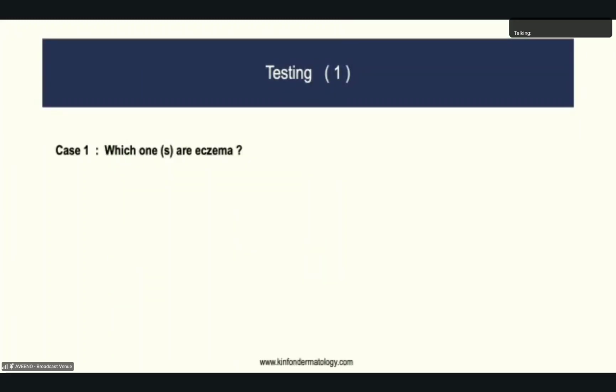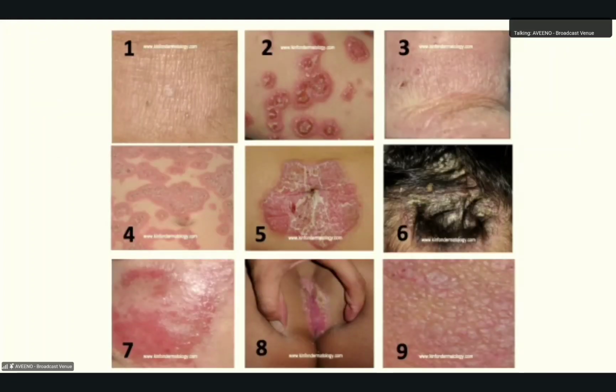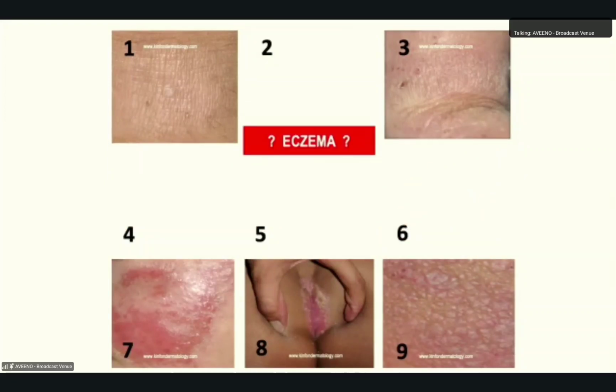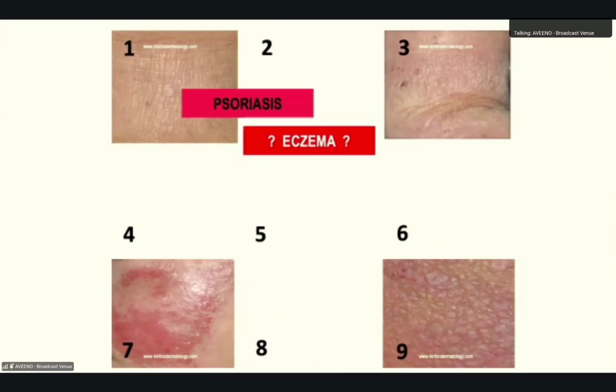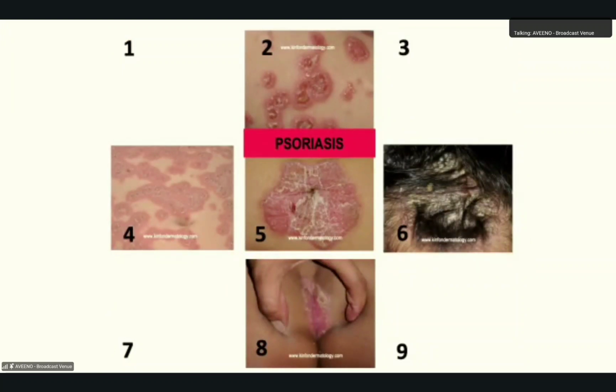So before I move on to the second lecture, let's test what we have learned so far. Among these 9 photos, who has psoriasis and who has atopic eczema? Based on the margin itself, we can already identify which one is psoriasis and which one is eczema. So these are eczema with ill-defined margin, or atopic eczema more specifically, and the others are psoriasis with a well-defined margin. Of course, this is just one of the features, but it is a useful feature to differentiate one from another.